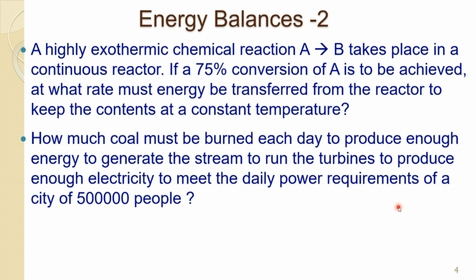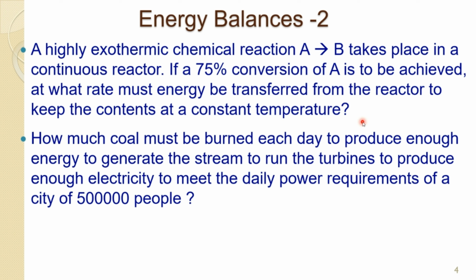A highly exothermic chemical reaction like A to B takes place in a continuous process reactor. If the conversion of A is 75%, the conversion is high, so this is a good reaction, right? With 75% conversion of A, at what rate must energy be transferred from the reactor to keep the content at a constant temperature? This is another question. It's all related to energy.